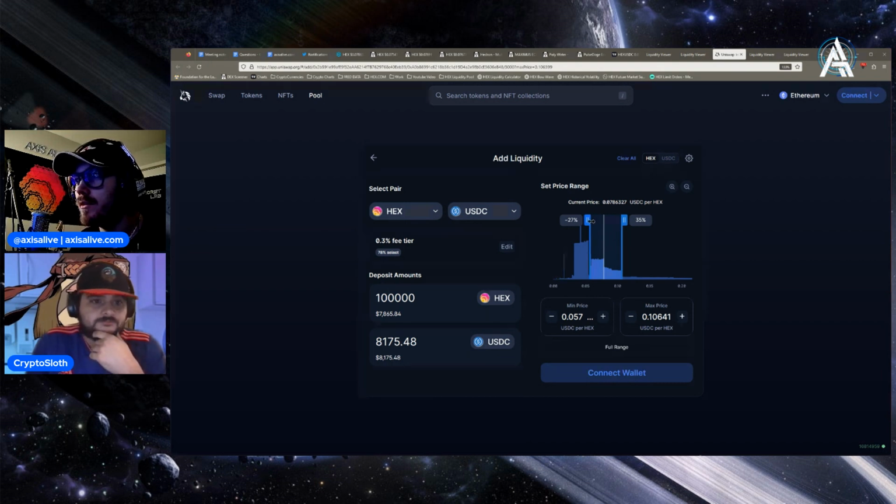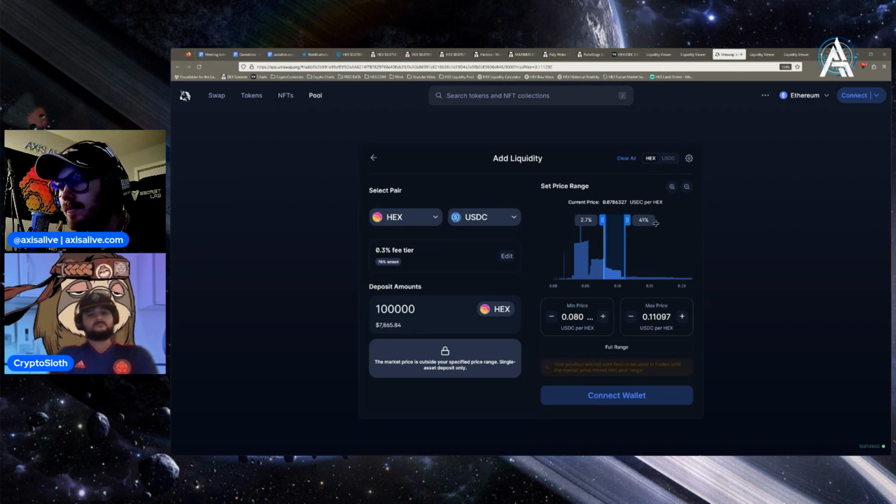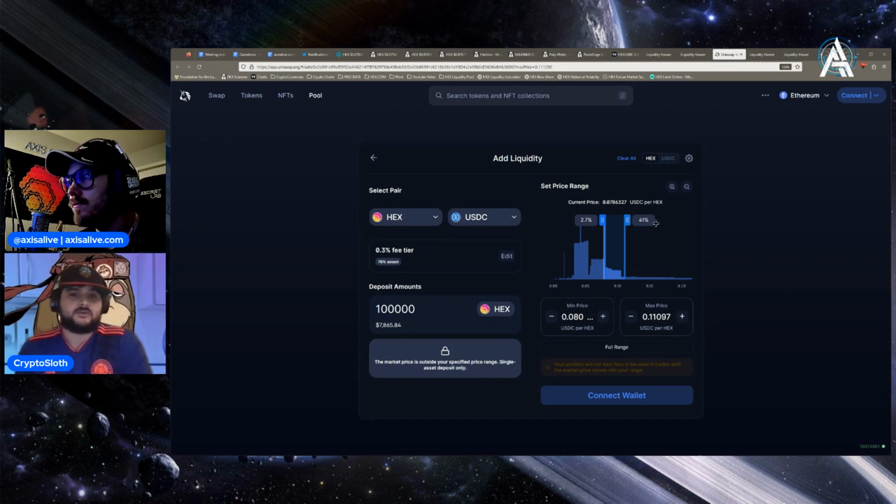If your goal is to sell HEX, you'd keep your bands out here. And I don't know if you want to go into depth on concentrated liquidity versus ranging it, or if we want to save that for later on. Yeah, so I'll give a brief overview of it.